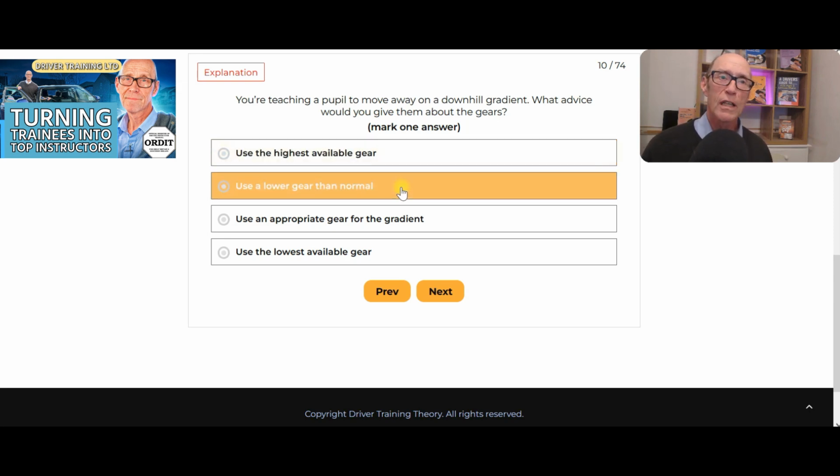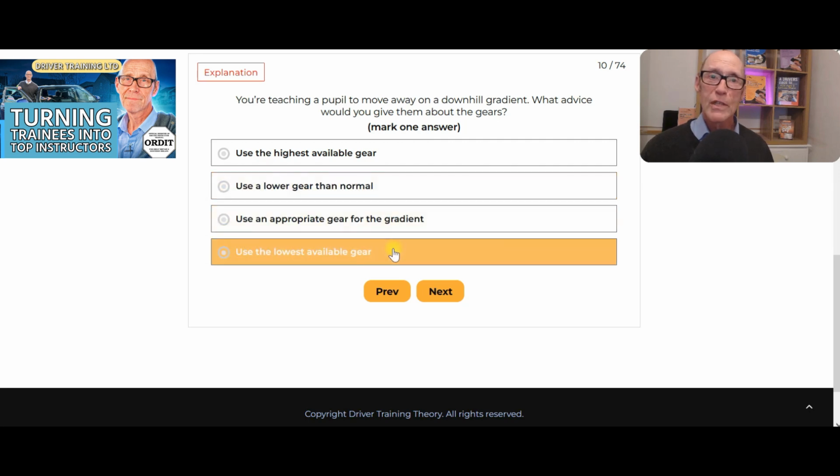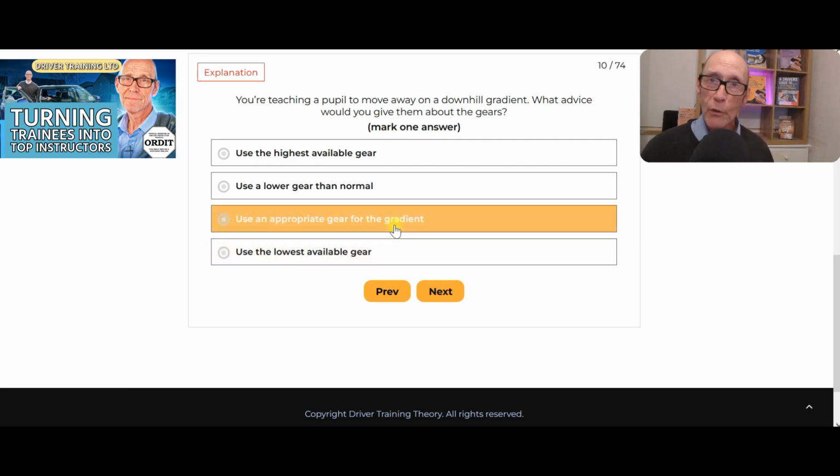Would we use a lower gear than normal? Well, actually, you tend to use a slightly higher one because gravity is already going to build up your speed. So if you start to roll and bring the clutch up in first gear, you'll find it just pulls you back. Should we use the lowest available gear? Well, we've just kind of answered that and said no. So the correct answer is use an appropriate gear for the gradient.